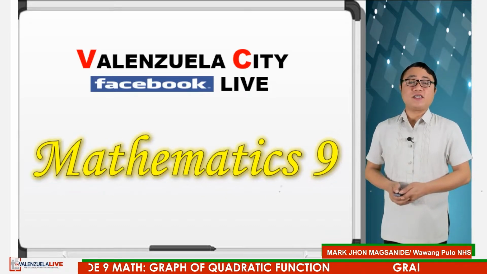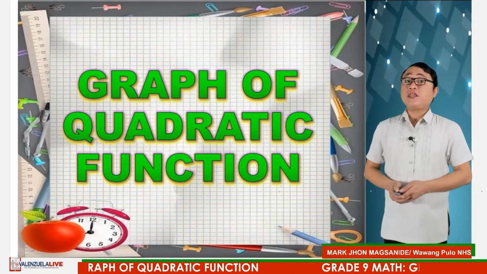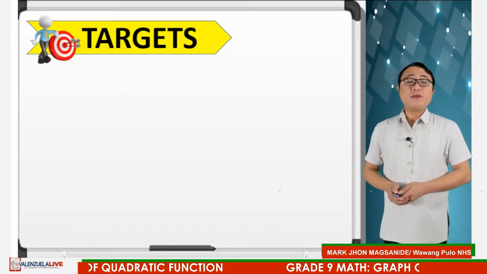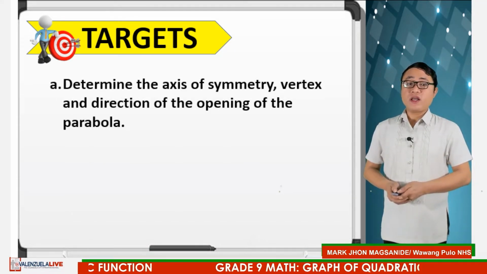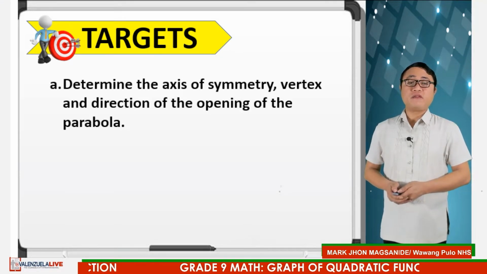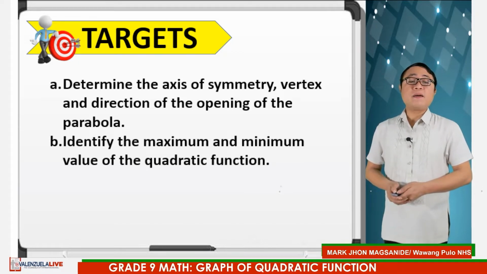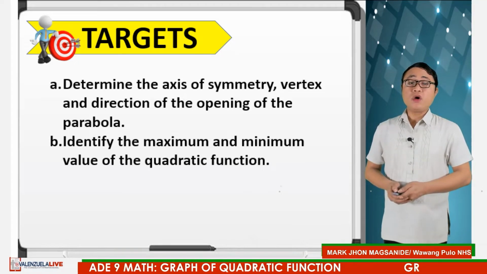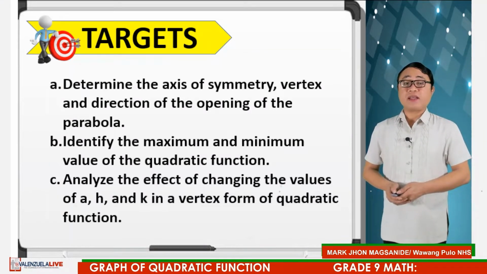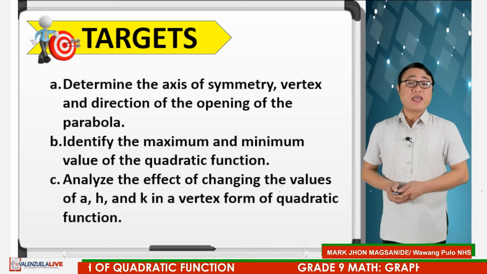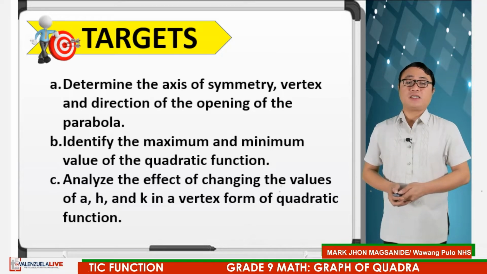Our lesson today is about the graph of a quadratic function. At the end of the discussion, you must be able to determine the axis of symmetry, vertex, and direction of the opening of the parabola. Second, identify the maximum and minimum value of the quadratic function. Lastly, analyze the effect of changing the values of a, h, and k in a vertex form of a quadratic function.